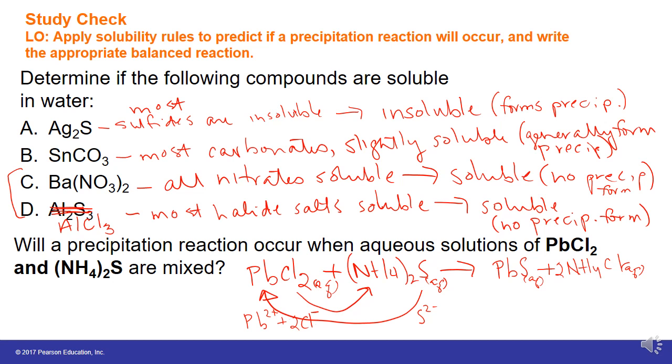All right, so if we go back to our table of guidelines, most halides are soluble and all ammonium salts are soluble. So this guy is not the precipitate, right? Because it's soluble. But lead sulfide is not soluble. Remember, the rule was that most sulfides are insoluble. And so this guy is going to be our precipitate. Okay?